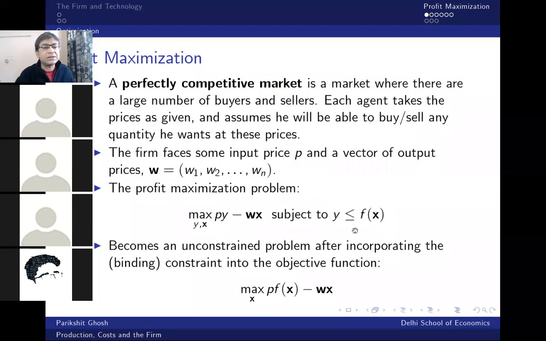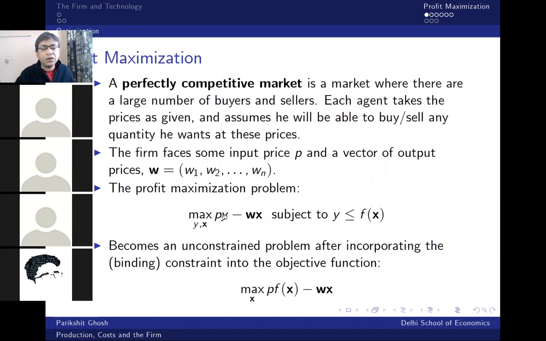So this is the constraint, and it's very easy to see, just like in the consumer's problem, for profit maximization, this constraint will actually bind. Yes, y is equal to f(x). You don't want to produce 1,000 cars and throw away or destroy 100 of them and sell only 900. You want to sell everything that you have produced. So this, without any loss of generality, becomes an equality constraint.